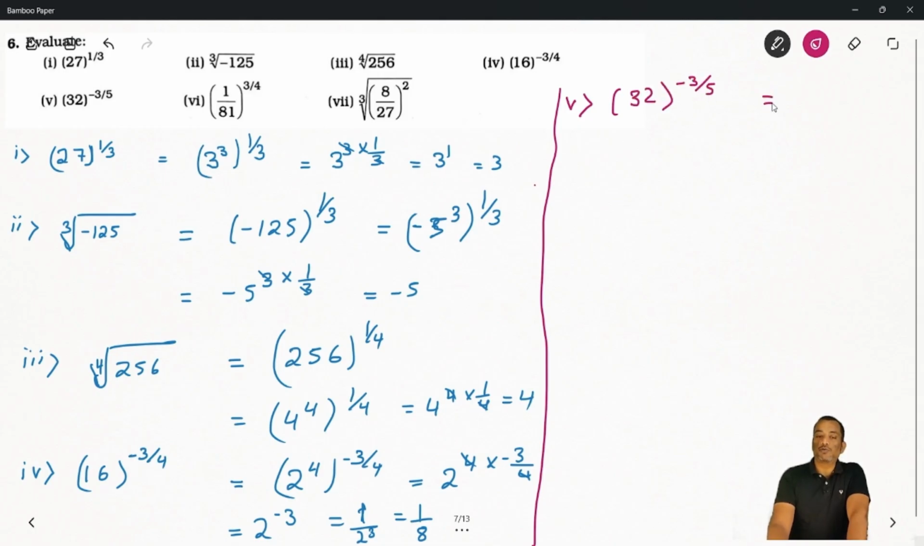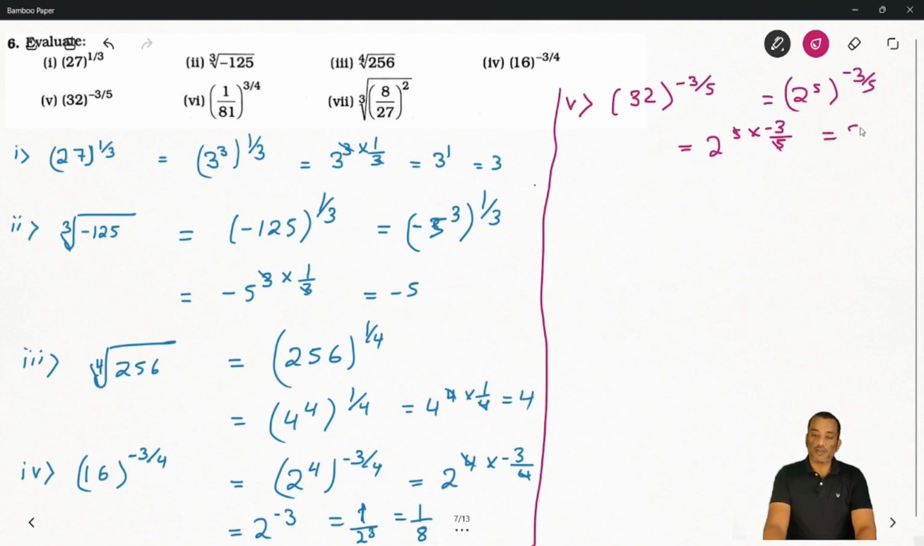So you know 32 is 2 to the power 5, and the whole thing is raised to minus 3 over 5. So now you can apply the power rule. So 2 to the power 5 times negative 3 by 5. This 5 and 5 get cancelled. So you will get what? 2 to the power negative 3. So now you have to convert it into a positive exponent. So take the reciprocal. So you will get 1 by 2 to the power 3. That is equal to 1 by 2 times 2 times 2. So you will get what? 1 by 8.